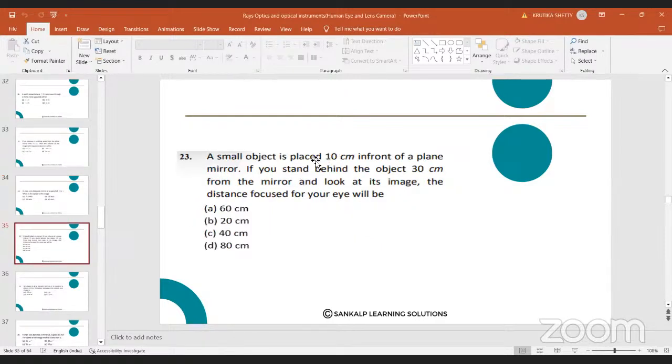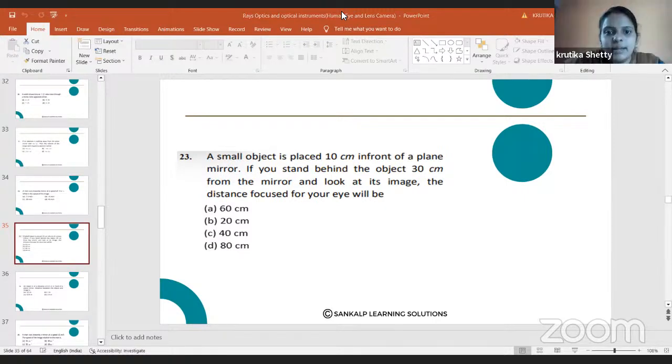A small object is placed 10 centimeter in front of a plane mirror. Next, if you stand behind this object 30 centimeter from the mirror and look at its image, the distance focused for the eye will be. So here, let us draw a rough diagram to understand this question. A small object is placed 10 centimeter in front of a plane mirror. How much is the distance here? The distance is 10 centimeter.